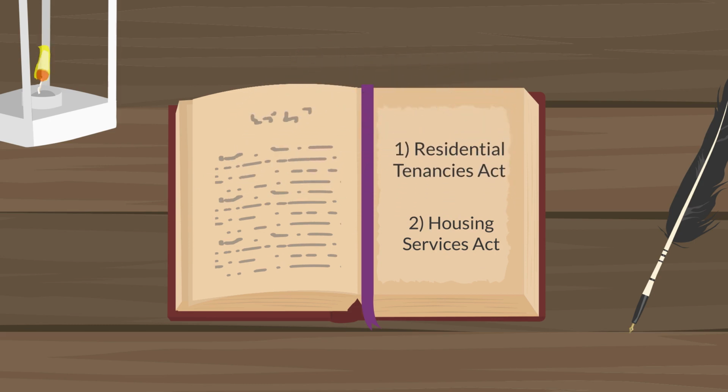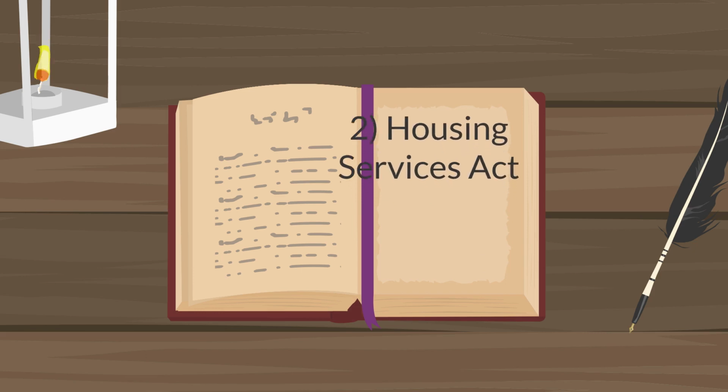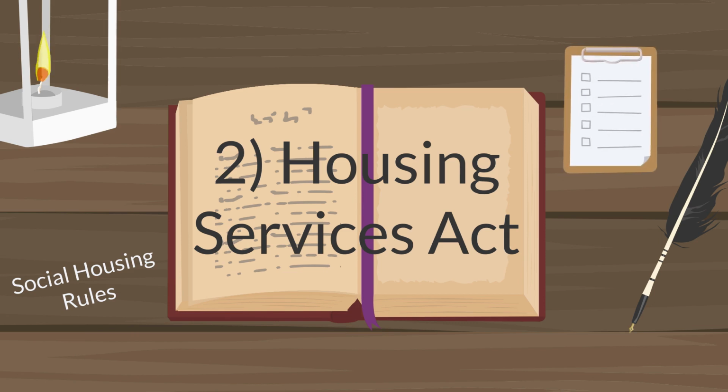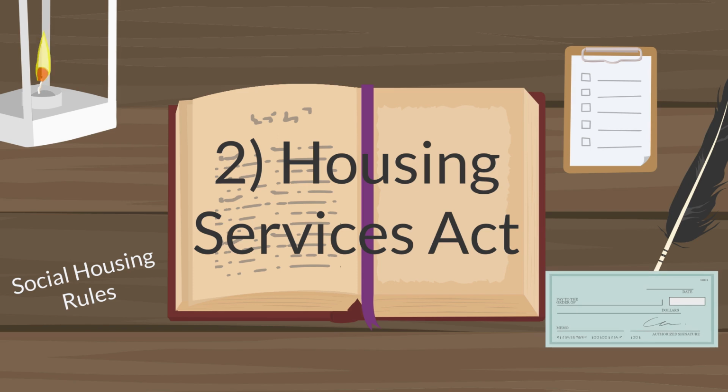The second key piece of legislation is the Housing Services Act. This act contains rules that municipalities have to follow when administering social housing. This includes things like wait lists for access to social housing, as well as rent geared to income subsidies.